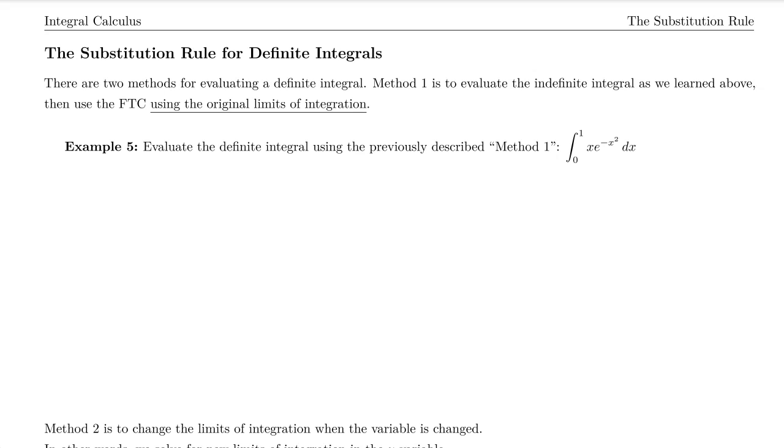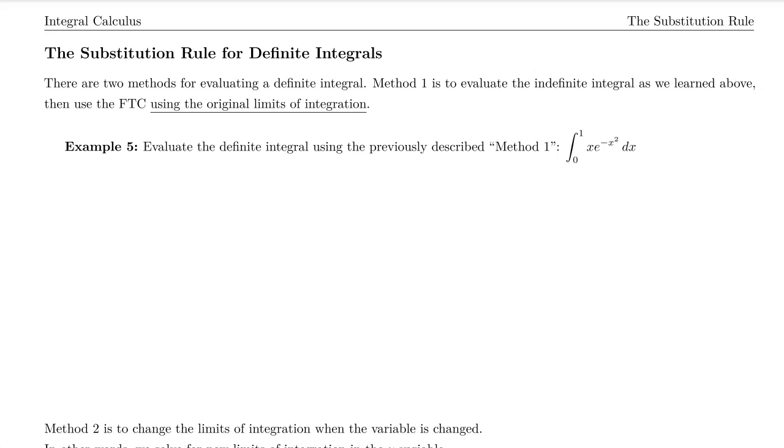Welcome back to part 3 of our video for U substitution. In the previous two videos, we've covered examples of how to do U substitution when it comes to indefinite integrals. And in this video, we're going to explore what it looks like when we use U substitution in the context of definite integrals. So, there are two methods for evaluating a definite integral with U substitution.